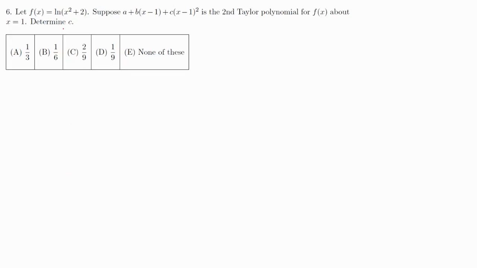Okay. And now 6. Let f of x be equal to this. Suppose this is the second Taylor polynomial for this, about x is equal to 1. Perfect. And we need to determine c. Remember, this is the second derivative part. So this c will be the second derivative at 1 over 2 factorial. That's what c will be equal to.